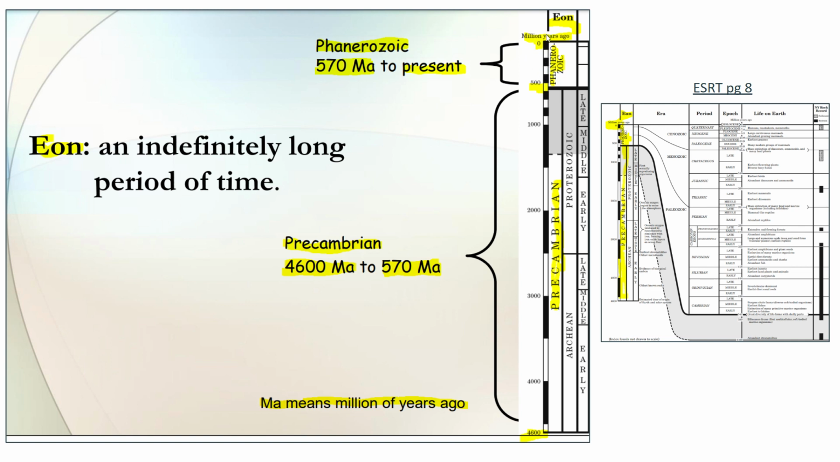And it also shows the dates of the different eons, when they started and when they ended. So the Precambrian eon is our oldest eon, and it started 4,600 million years ago, and it ended around 570 million years ago. And the Phanerozoic eon started around 570 million years ago, and it's still going on till the present.